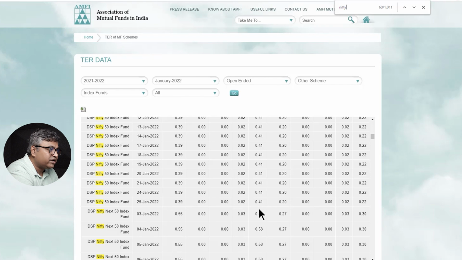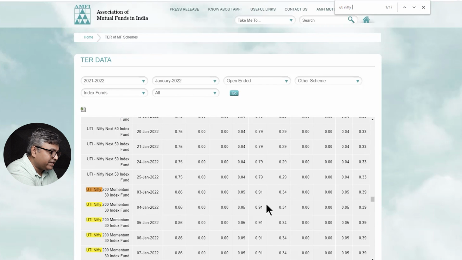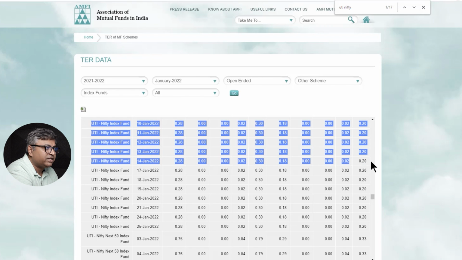The expense ratios are different. Each day the expense ratio can change if they want to, but usually they don't change it. This is how you calculate the total expense ratio. Now you're thinking DSP 50 Nifty index fund is 0.41%. Let us search for the UTI Nifty 50 index fund. If you look at the Nifty index fund for the UTI, you might say that the expense ratio is 0.3% for the regular plan, 0.2% for the direct plan.